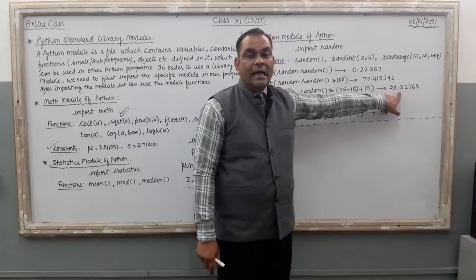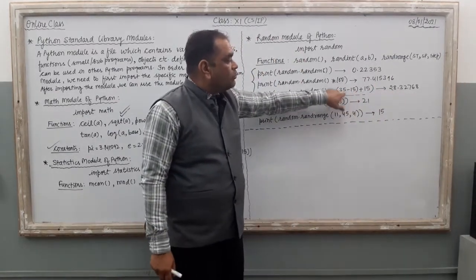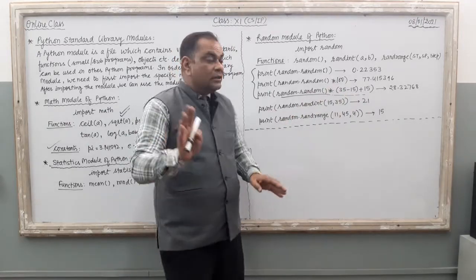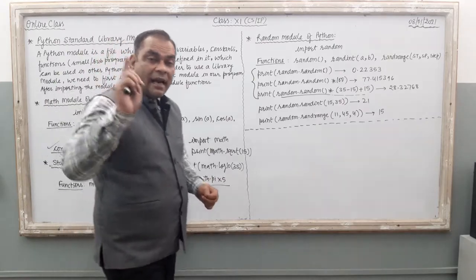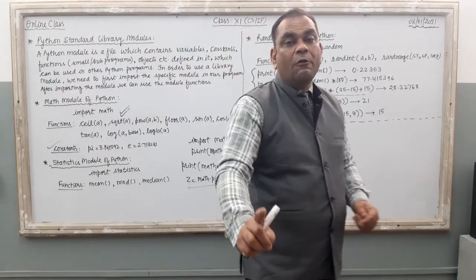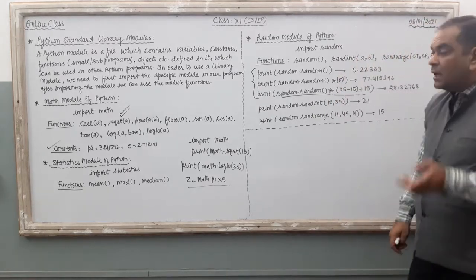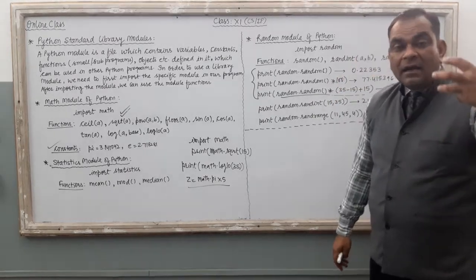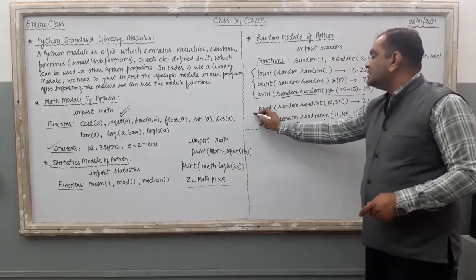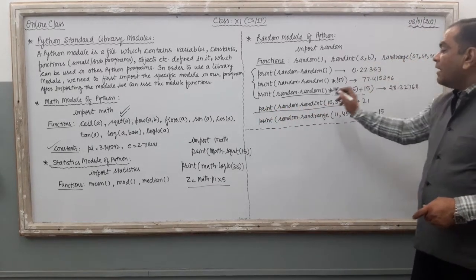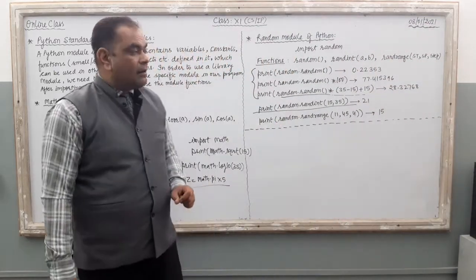Just see the output here, 28 point something. It is in between 15 to 35. Clear? So there are three different uses of this random function, and the random function will generate the output in floating point numbers only. Now if you want to get an integer random number, a different function is available here. Just see this line, randint, random integer, right?